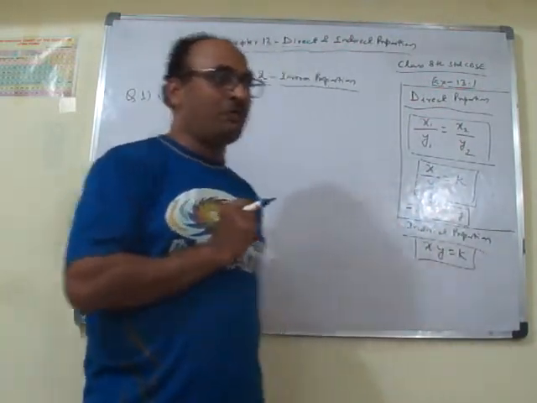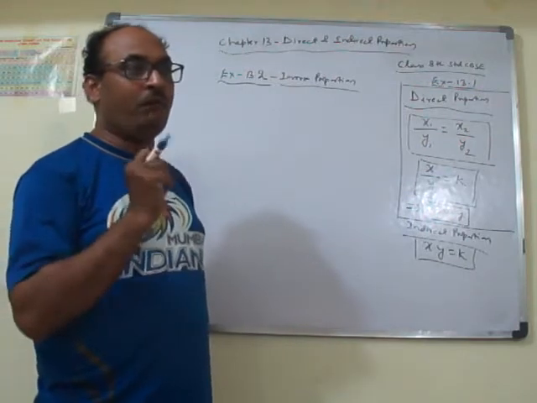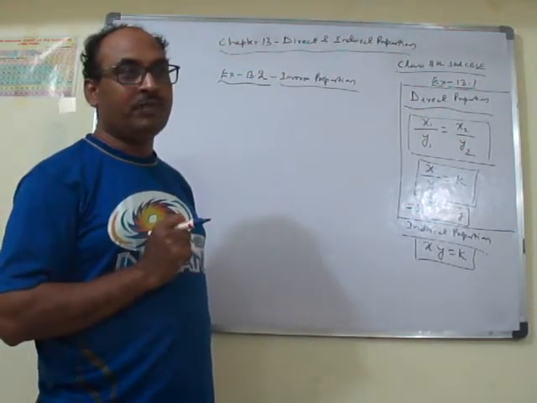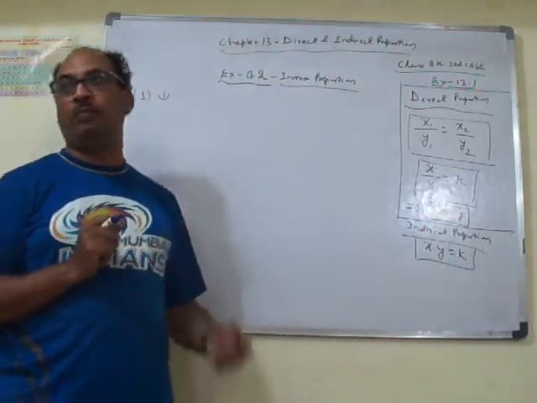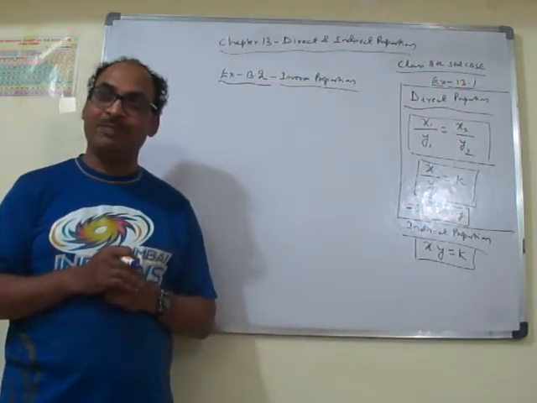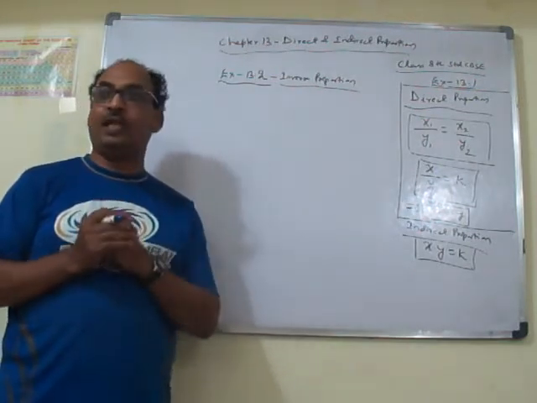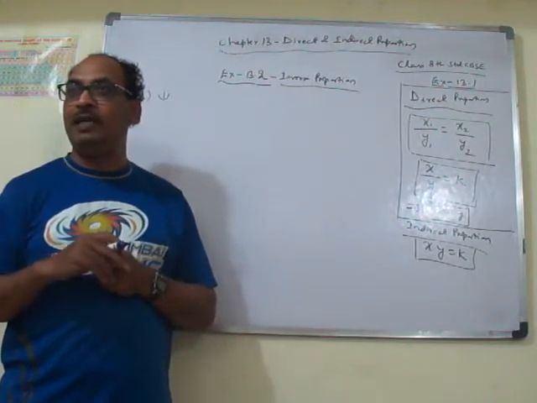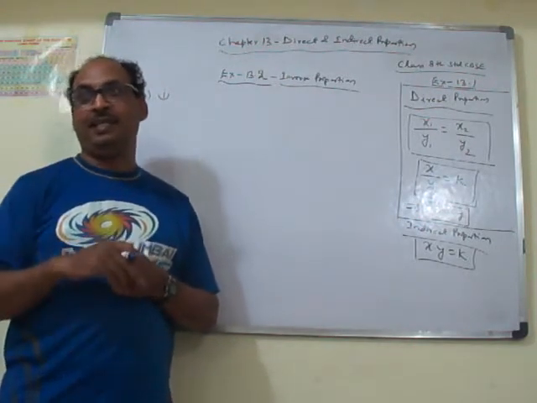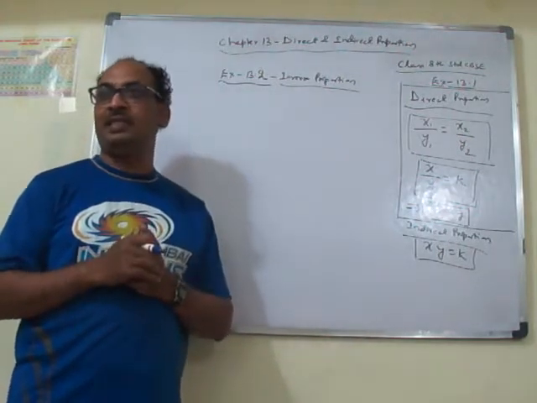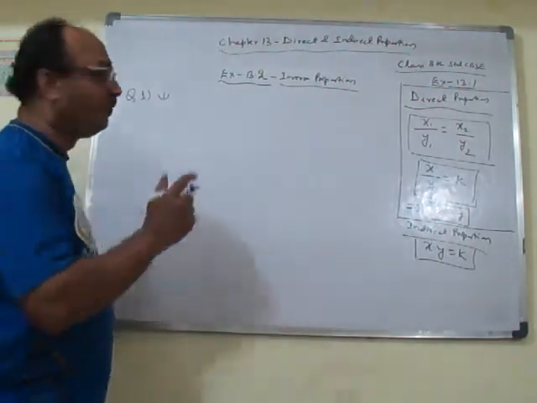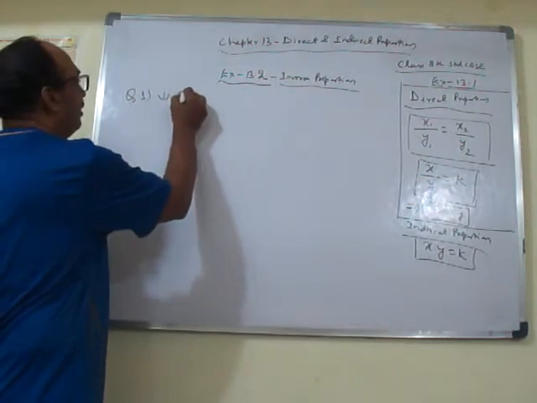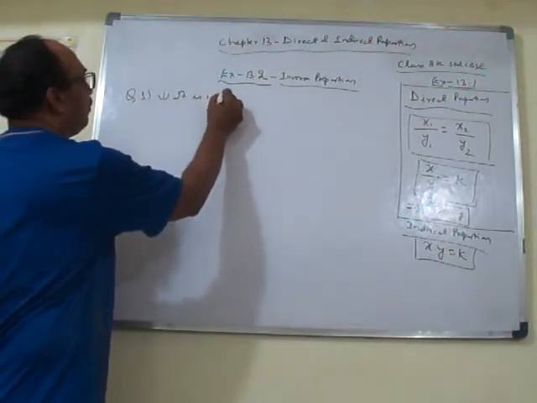Okay, so the first one. It is given: the number of workers on a job and the time to complete the job. Just now I have given an example. If the number of workers on a job you are increasing, then time taken will be decreasing. Then it means the first one is in inverse proportion.